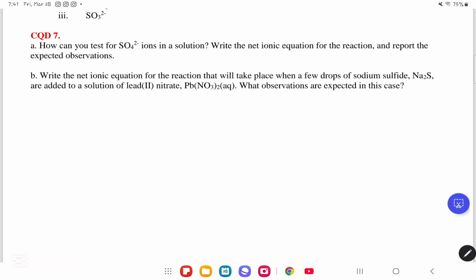For part B, they said write the net ionic equation for the reaction that will take place when sodium sulfide, Na2S, reacts with Pb(NO3)2 aqueous.